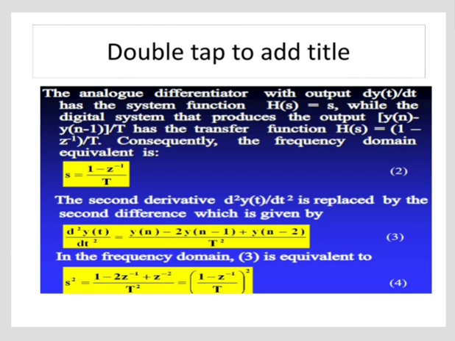The second derivative is replaced by the second difference equation. In the frequency domain, it is easy to generalize that s^k = ((1 - z^-1)/T)^k. As Ω varies from minus infinity to infinity, the corresponding locus of the point in the z plane is a circle of radius 1/2 with center at z = 1/2, as shown in the figure.